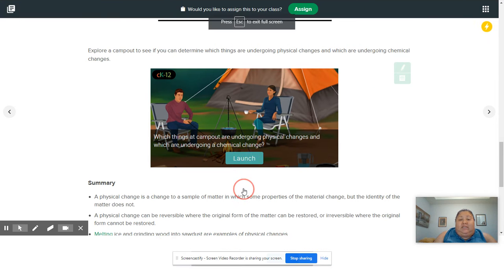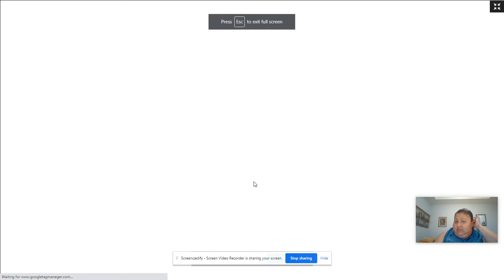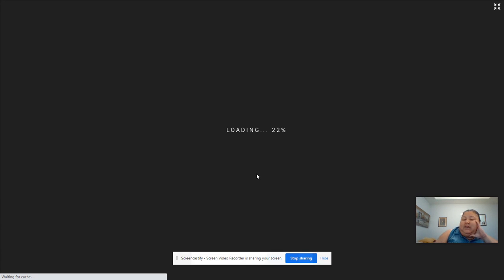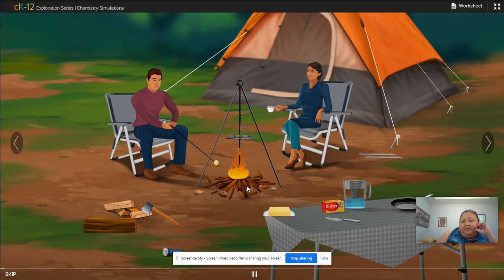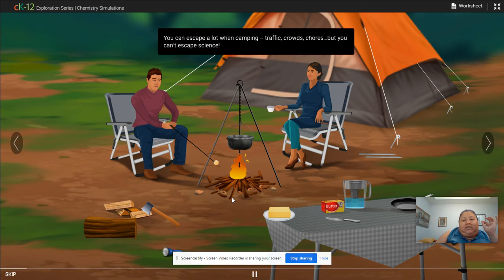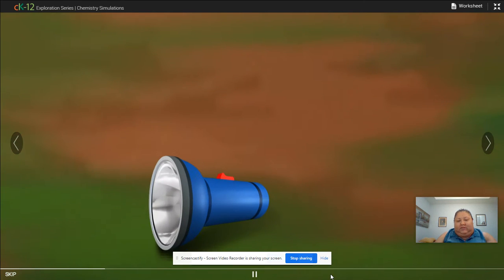But I do like this. It's a simulation. It's really neat. I like it because it shows a lot of the molecules and what's actually happening. Which things that camp out are undergoing physical change and which are undergoing chemical? You can escape a lot when camping: traffic, crowds, chores, but you can't escape science. And then they're going to give you some examples.